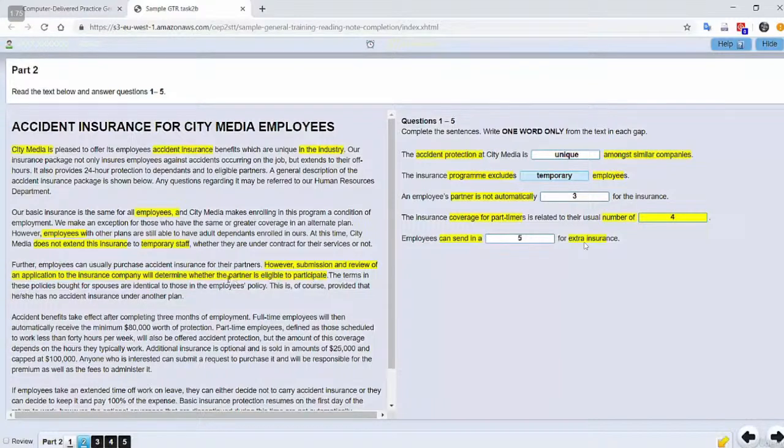All right, so they're not automatic. Their application has to be reviewed to see if they are eligible to participate. This one's probably a little bit more difficult when you look at this sentence. So an employee's partner is not automatically what? He's not automatically what? He's not automatically eligible.